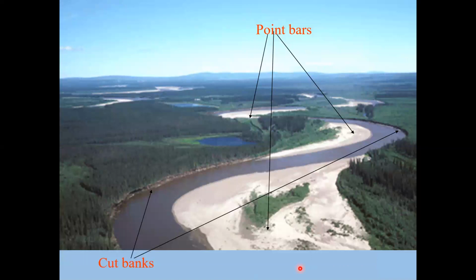So this is a river in Alaska, and you see all along the length of the river, we have point bars, cut banks. Here's a big point bar right here. Here's a cut bank, and you see that all the way down the length of the river. Then you can imagine what happens at flood stage.